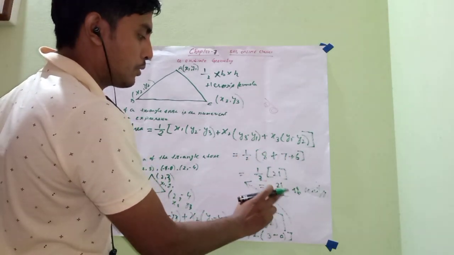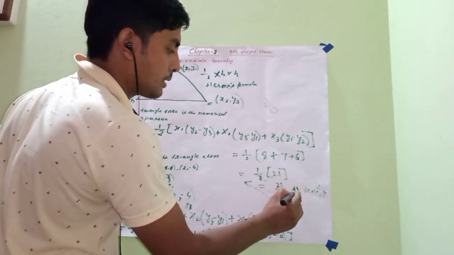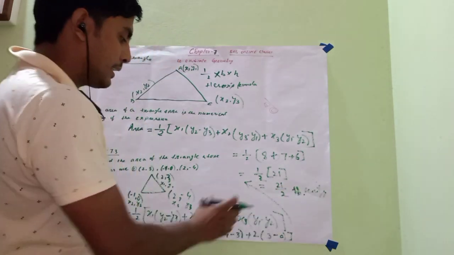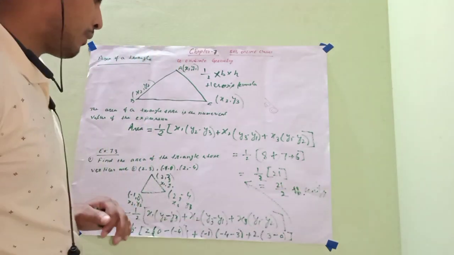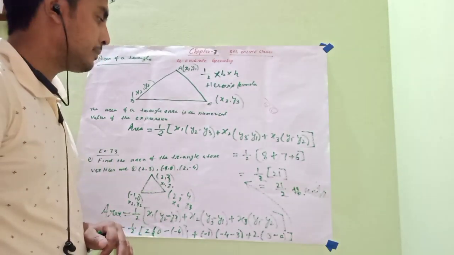So 21 by 2. 21 is not divisible by 2, so the answer is 21 by 2 square unit. Area always has to be written in square unit, that is where the square comes from. So like this you can find the area of a triangle when the 3 vertices are given. I hope all of you understood.